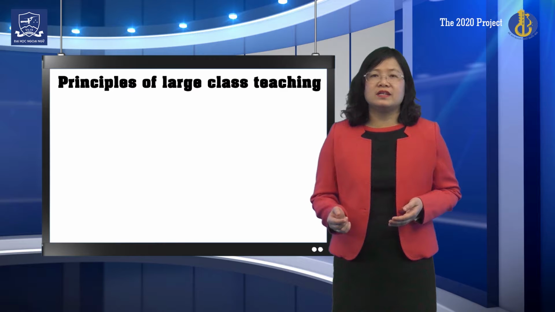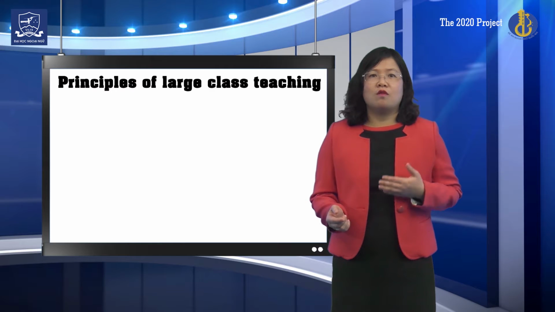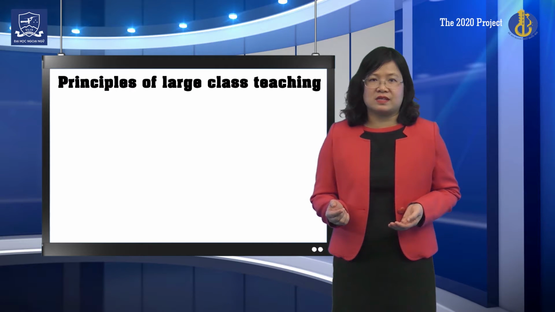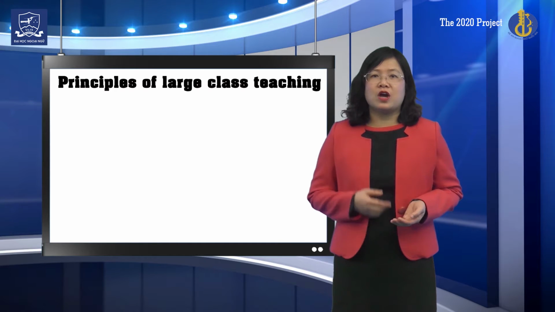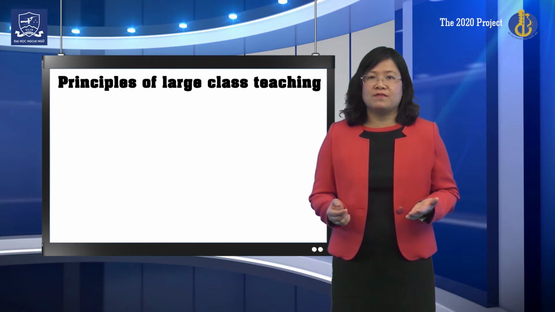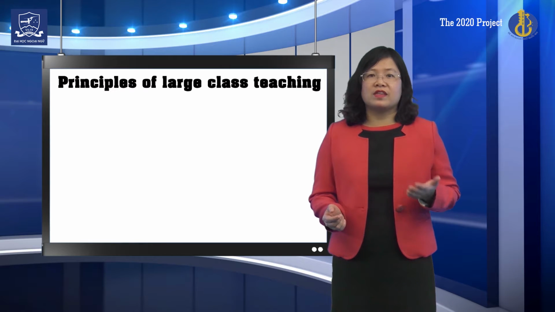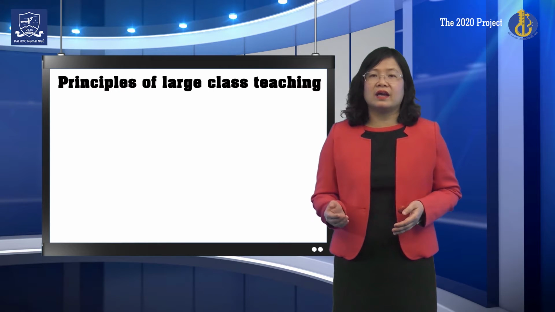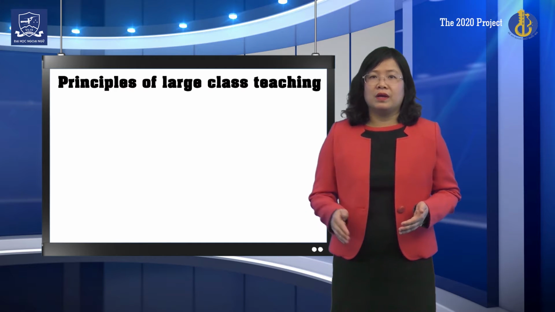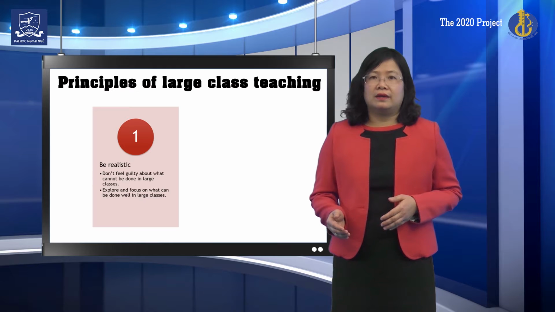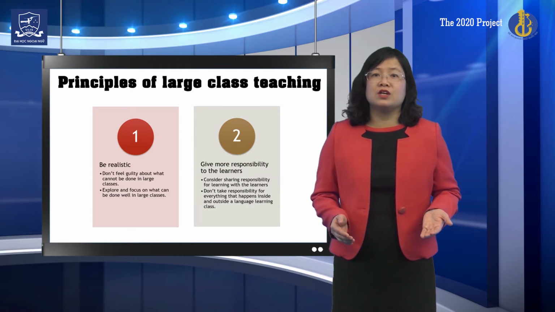Norman, 1989, suggests moving from problem to devising principles for teaching in large classes. He suggests 2 general and 4 specific principles for rethinking teaching and learning in large classes. The 2 general principles are: be realistic and give more responsibility to the learners.